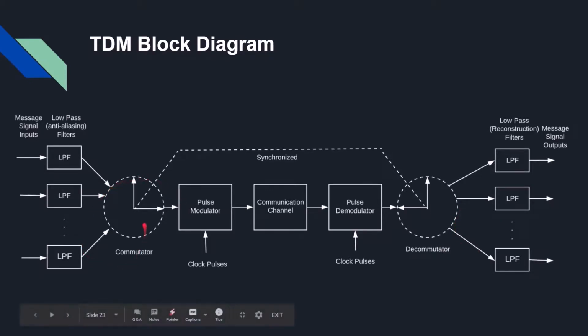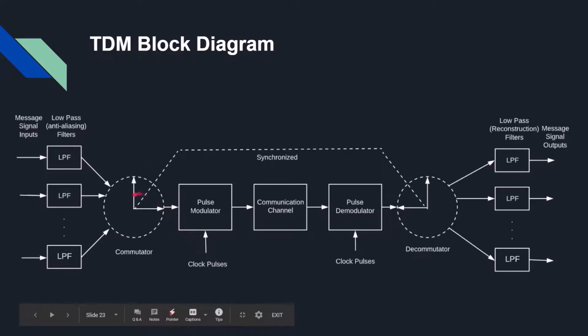Here this commutator will first connect to signal 1 to send a sample of signal 1, then this commutator switch will rotate and next time it will be sending a sample of signal 2 and so on. And that is what we give to the pulse modulator. This is the transmitter block diagram.